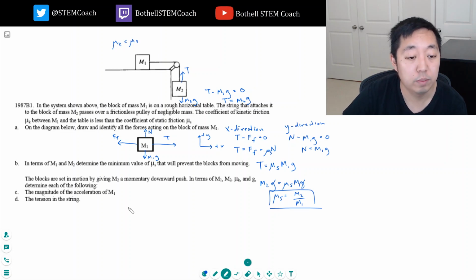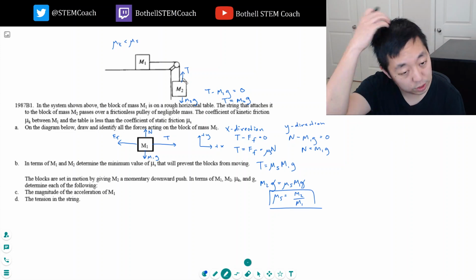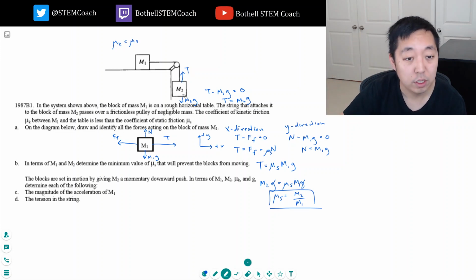So we still got to do the net force equations. It's just the net force might cause acceleration. So for M2, if we're going to assume they're going to accelerate downward, we're going to call this the positive direction. So for block M2, we have its net force, M2G minus T, which is equal to its mass times acceleration. This is net force equals ma, F equals ma.